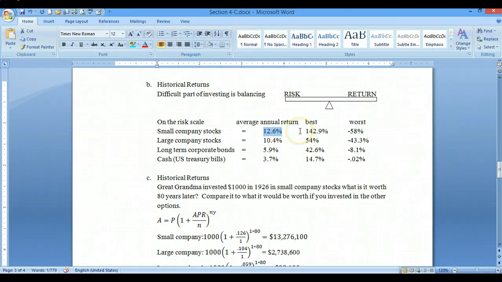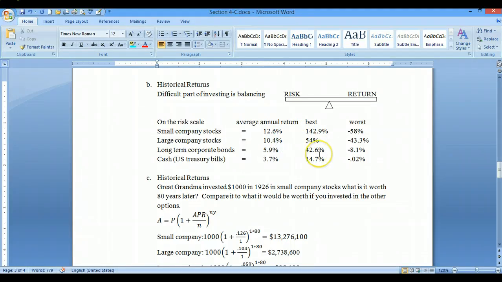That's if you find a good small company. So if you got in on Microsoft Windows or something like that when it was first coming out, you could have lots of money because the potential for growth is huge. Large company stocks are more established and less likely to crash, so the risk is less, which means the return is a little less as well.